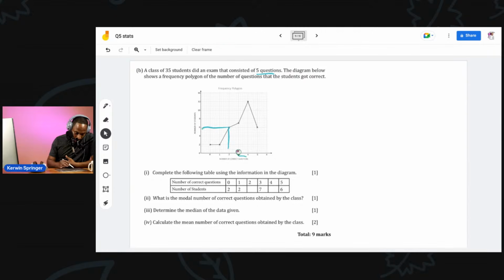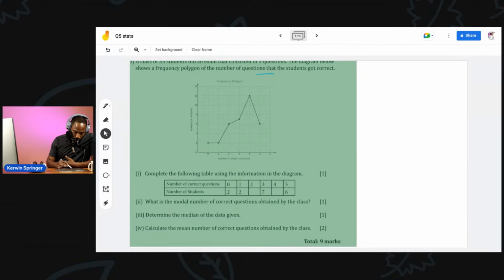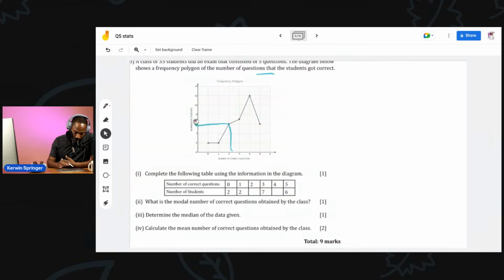Number of correct questions. I don't know if you've seen it. It's a little kind of zoomed out. Let me zoom in a little there. So you see number of correct questions and number of students. Nice. So therefore, the 2 here maps with the 6 there. Nice.